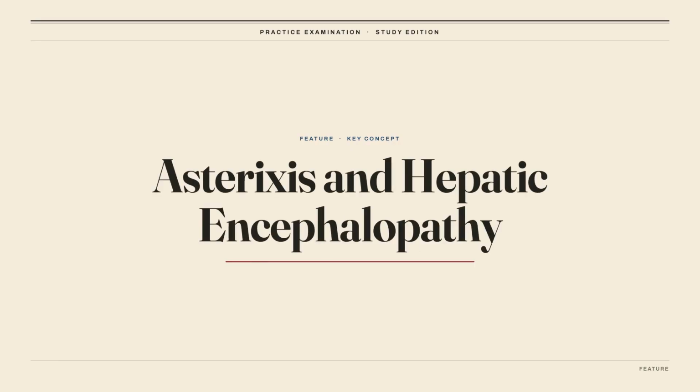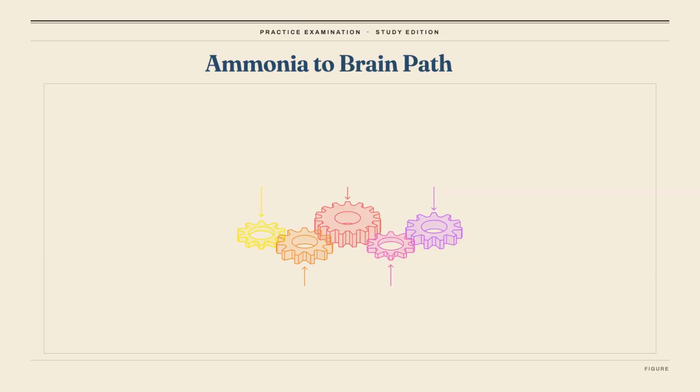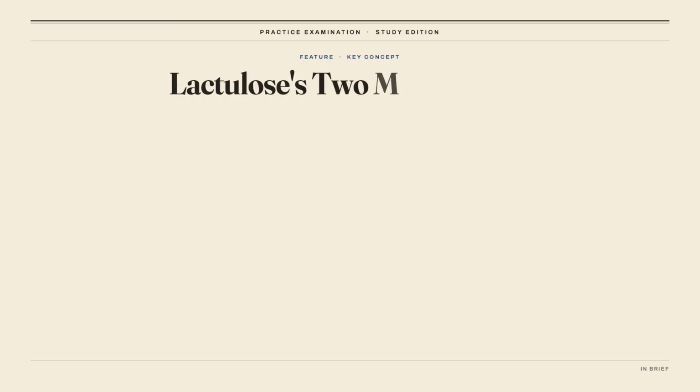Asterixis is not a tremor at all, but a brief lapse in sustained muscle contraction, a negative myoclonus that shows up as flapping when the wrists are held extended. It is one of the most specific bedside signs of hepatic encephalopathy. Gut bacteria produce ammonia from protein breakdown, and it normally travels through the portal vein where hepatocytes convert it to urea for excretion. When enough hepatocytes die, ammonia builds up, crosses the blood-brain barrier, and disrupts astrocyte function, producing the neurologic decline called hepatic encephalopathy.